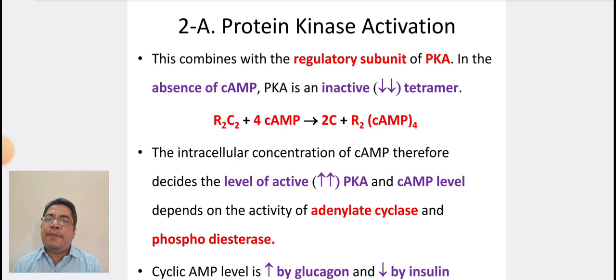In the absence of cyclic AMP, the PKA is an inactive tetramer. R2C2 plus 4 cAMP gives 2C plus R2cAMP4. The intracellular concentration of cAMP therefore decides the level of active PKA, that is protein kinase A, and the cyclic AMP level depends on the activity of adenylate cyclase and phosphodiesterase. Cyclic AMP level is increased by glucagon and decreased by insulin.